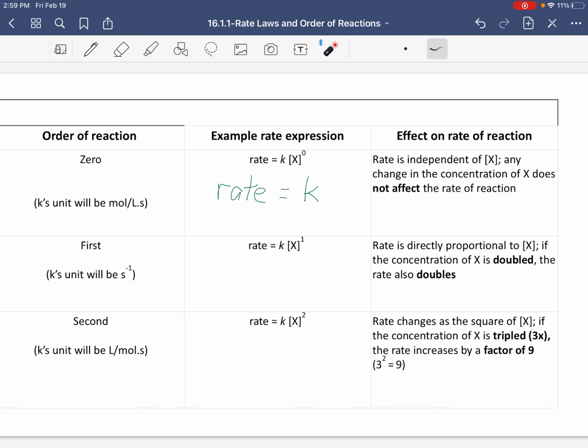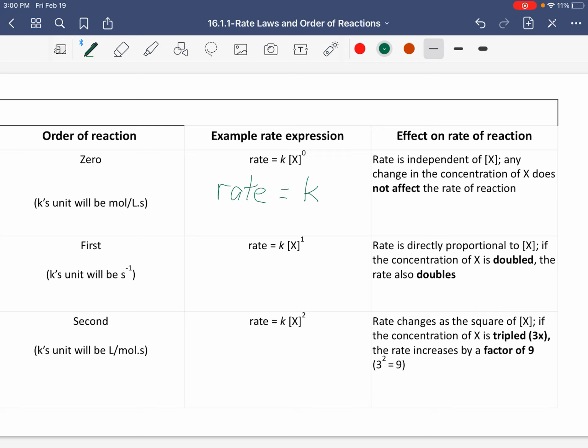I shouldn't say double it. It's not times 2. It's to the power of 2. If this is an 8, then it's going to be 64. So the rate will obviously be a big number, depending on what this is. It's going to be a lot larger than what X is. Like I said right here, if the concentration of X is tripled, the rate will increase by a factor of 9.